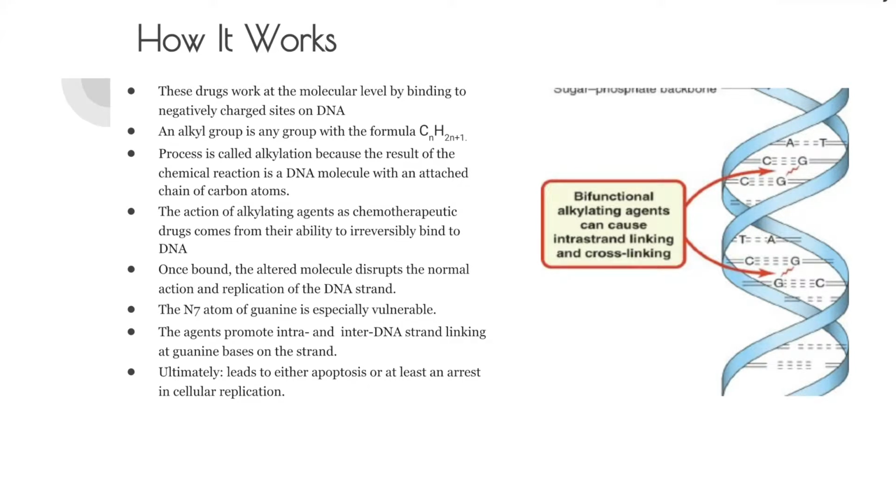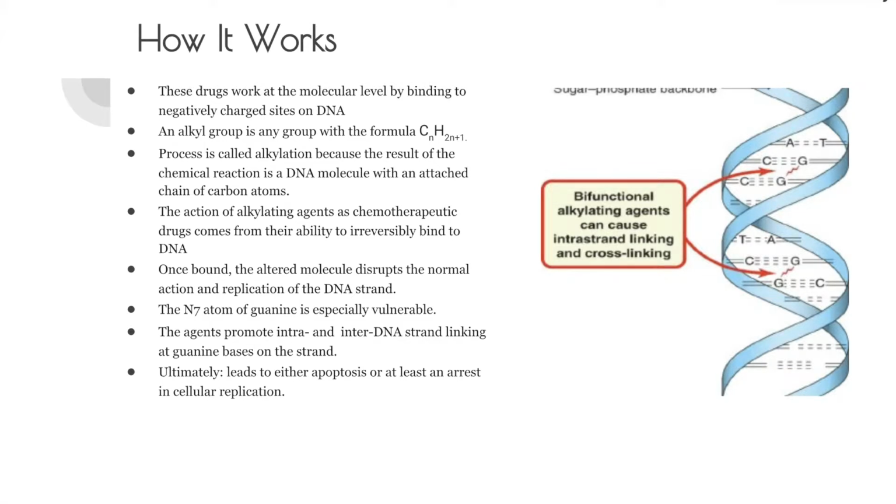This process is called alkylation because the result of the chemical reaction is a DNA molecule with an attached chain of carbon atoms. The action of alkylating agents as chemotherapeutic drugs comes from their ability to irreversibly bind to DNA, and once bound, the altered molecule disrupts the normal action and replication of the DNA strand. The 7th nitrogen atom of guanine is especially vulnerable. The agents promote intra and inter-DNA strand linking at guanine bases on the strand.